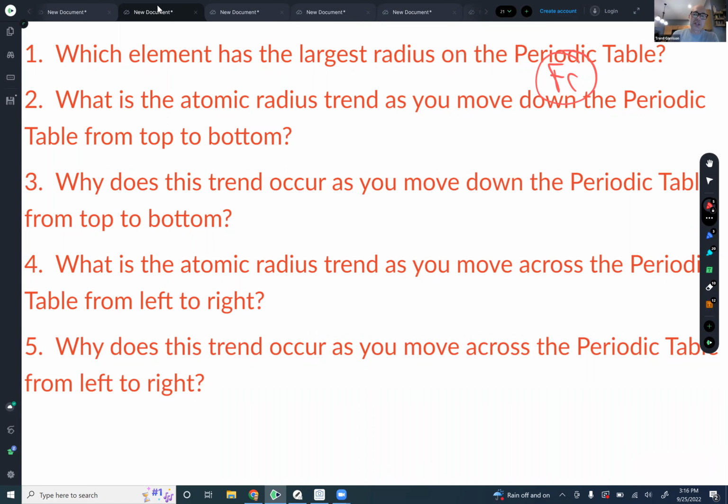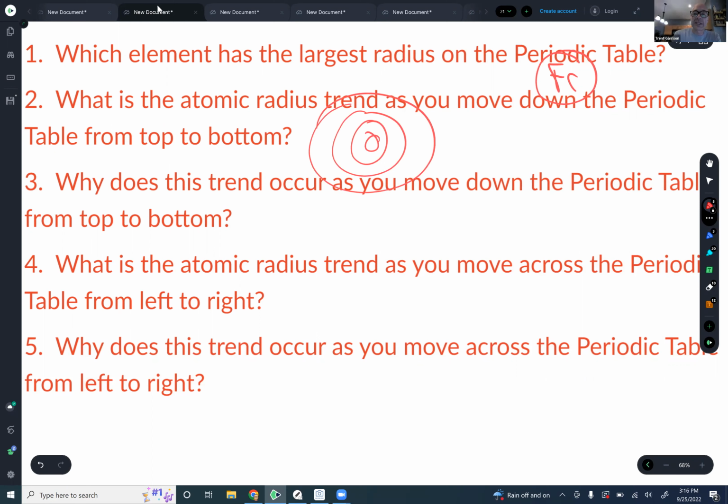What is the atomic radius trend as you go down the periodic table? Well, as you go down, you are increasing energy levels. So it is increasing in size. Why does this occur? Because of these additional energy levels.